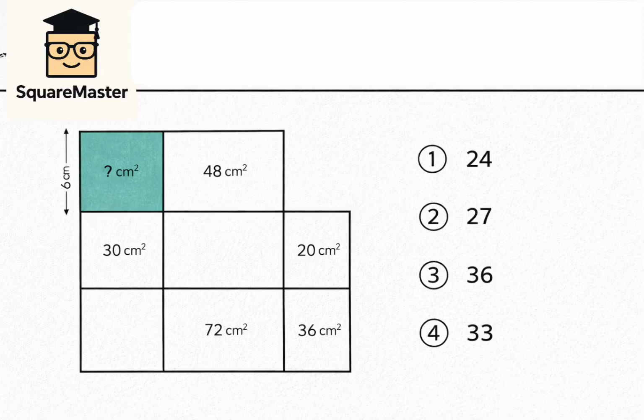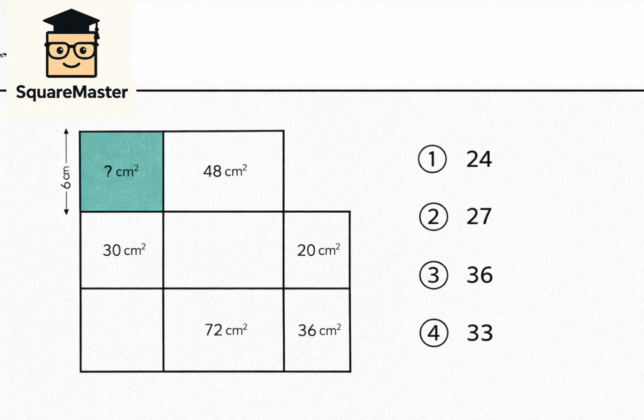Let's solve this puzzle step by step, and pay attention because every rectangle gives us a hidden clue. We're looking at a grid of rectangles. Most of their areas are given, except for one, the shaded rectangle in the top left. At first glance, it looks complicated, but here's the trick. Shared sides means shared dimensions.